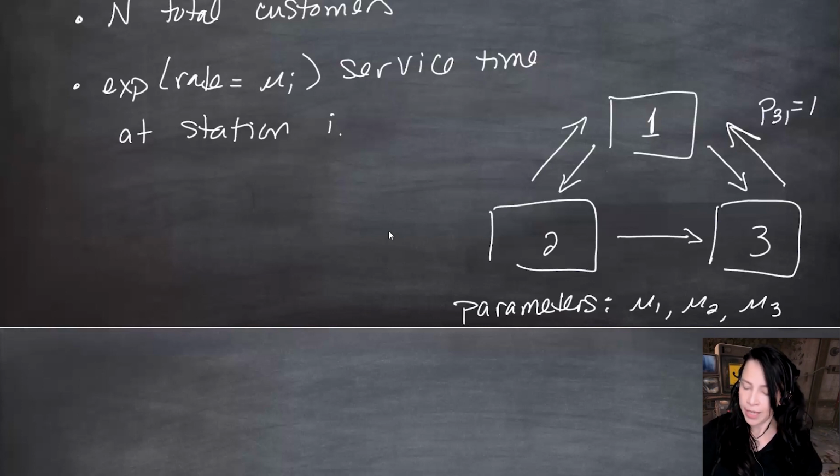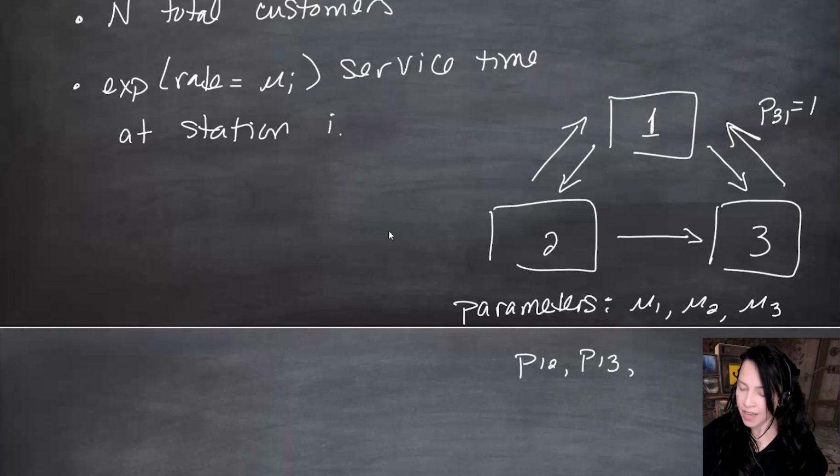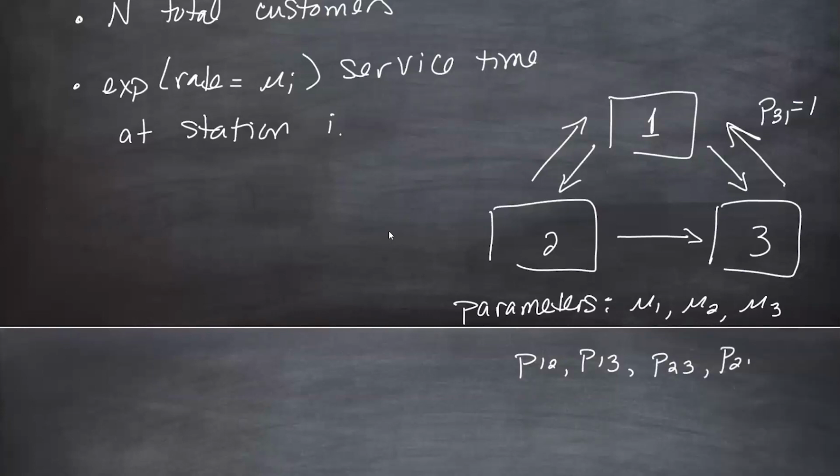So like a P12, a P13, and actually those, because I don't have this in my picture, which I could, those have to sum to 1. So really only one of those has to be given. And a P23 and a P21. So these are positive parameters that need to be given, only some of which actually need to be given because, again, some of them have to add up to 1. So some of them get locked in.